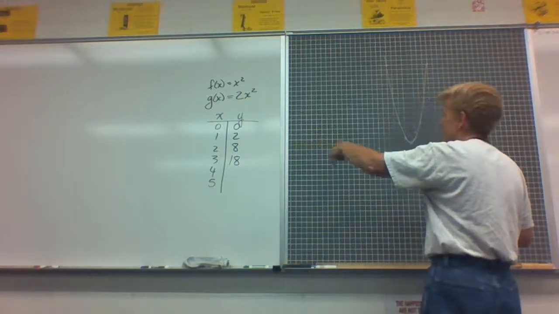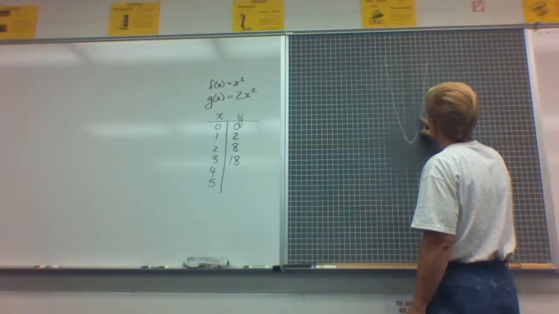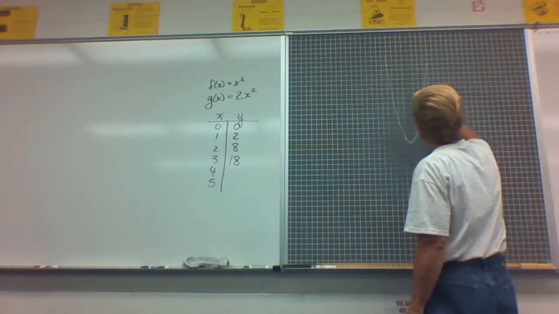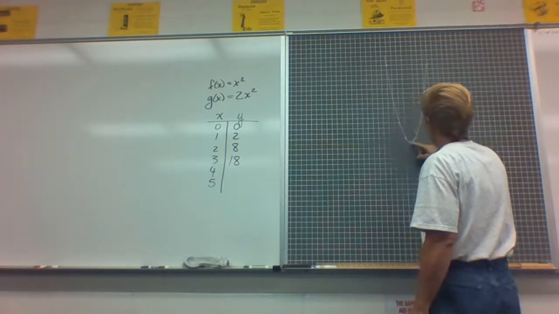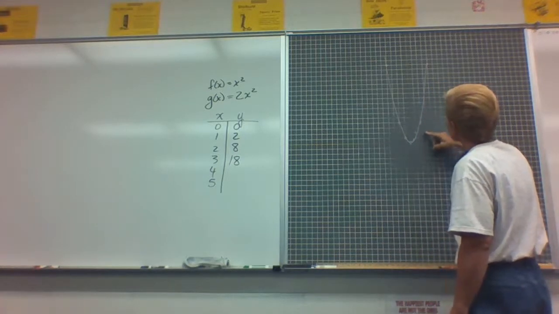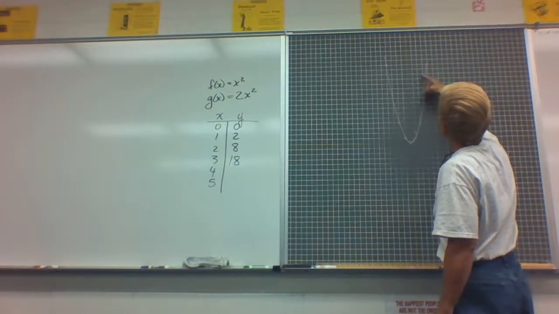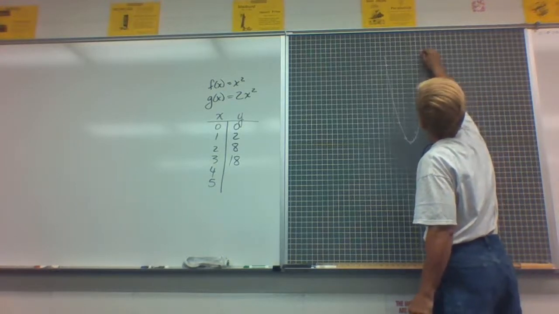And the next one is 2, 8. I'm going to go from the origin. I'm going to count out 2 and up 8. 1, 2, 3, 4, 5, 6, 7, 8. I'm going to go out 3 and up 18. Wow, that's going to be quite a count. 1, 2, 3, 4, 5, 6, 7, 8, 9, 10, 11, 12, 13, 14, 15, 16, 17, 18.